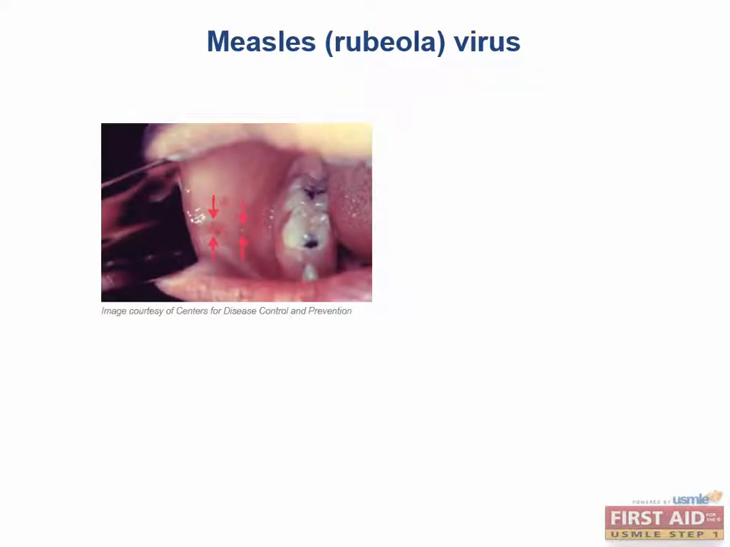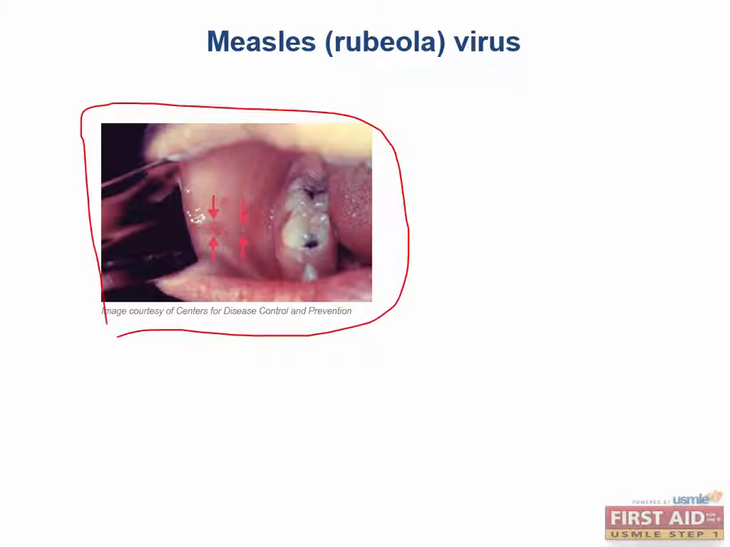Koplik spots are 1 to 2 millimeter blue-gray macules that appear on the buccal, gingival, and labial mucosa within 2 to 3 days of the onset of symptoms. This image is very high yield for step 1. If they show an open mouth of a sick child, immediately be thinking about the measles virus.